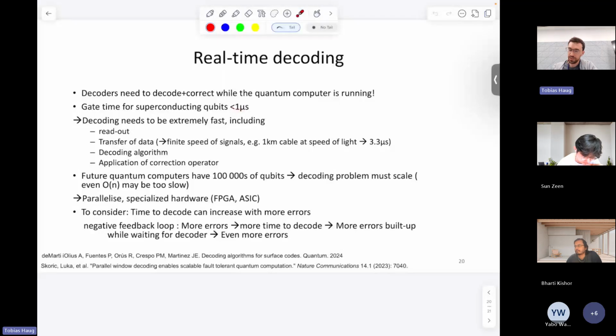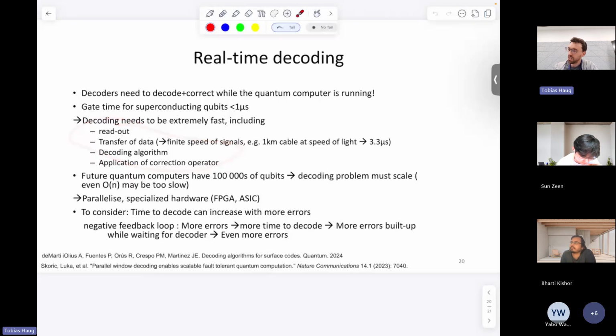Then of course your decoding algorithm needs to be fast enough, and then you also have to apply the correction operation. So all these steps have to happen within, for superconducting qubits, 1 microsecond. If you use a different platform, like ion traps, you have probably more time. But still, these are all short time scales.